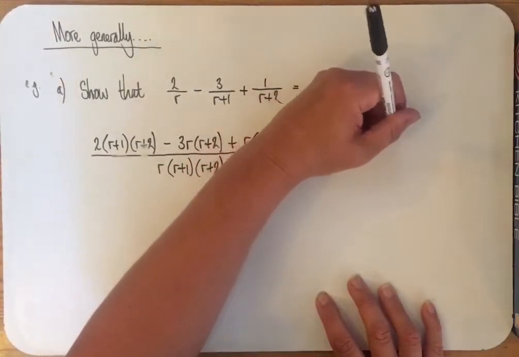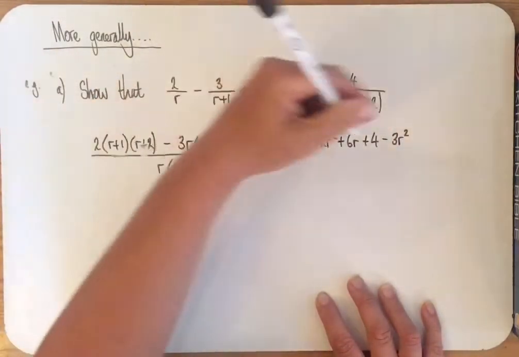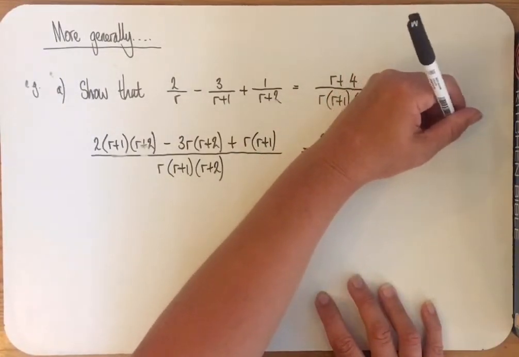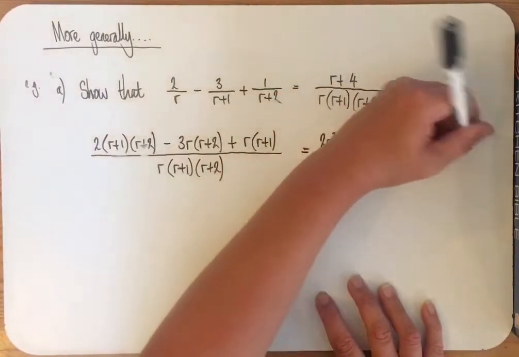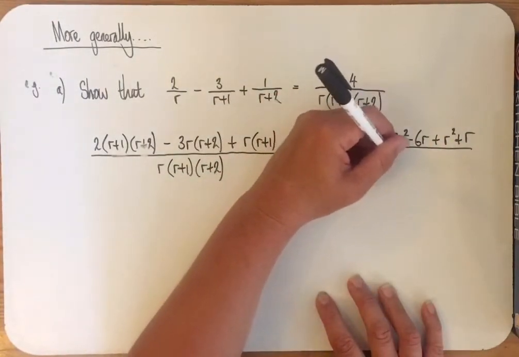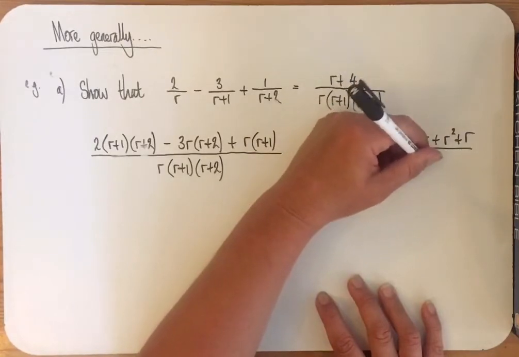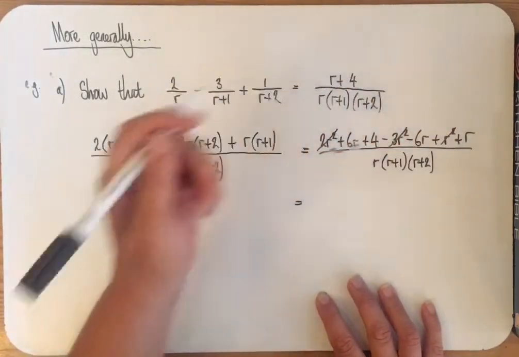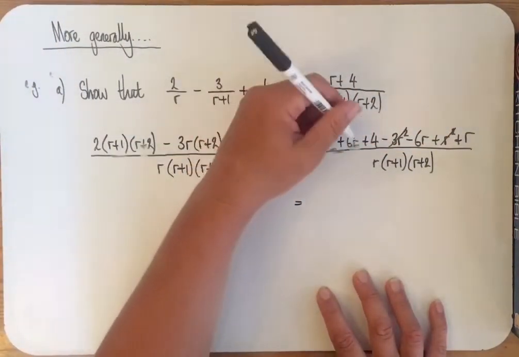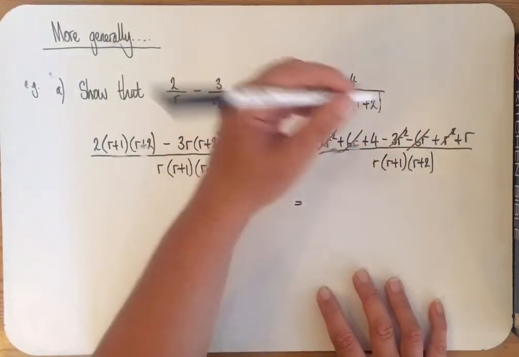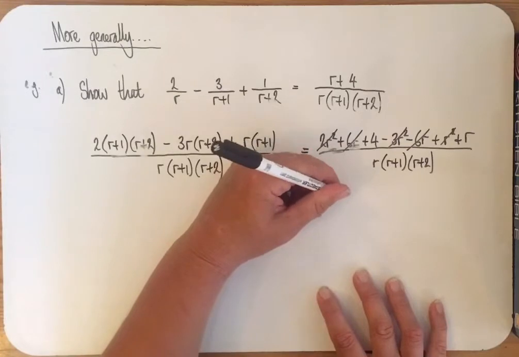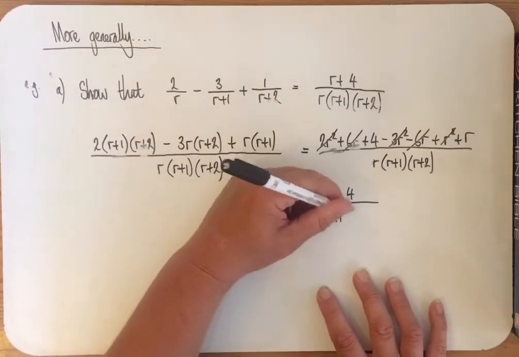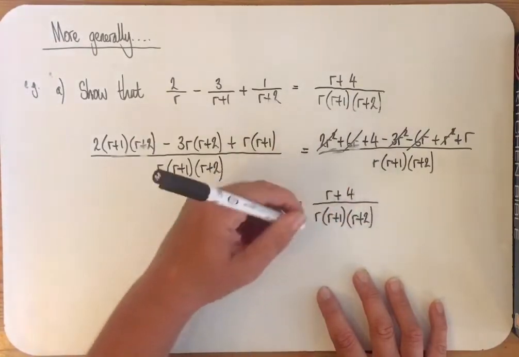So it's minus 3r squared minus 6r plus r squared plus r. And then tidying that up, obviously just check it works. So 2r squared plus r squared minus 3r squared, they're all going. 6r minus 6r, they're cancelling off, and I'm left with r plus 4. Like so.